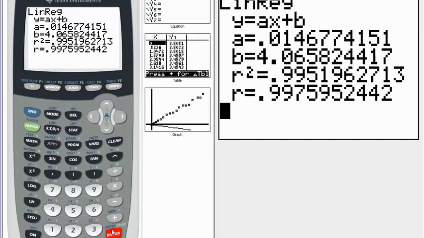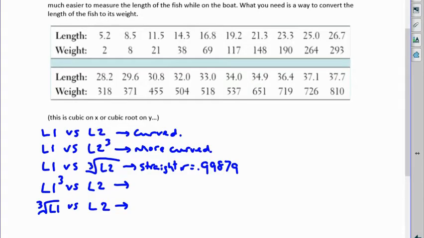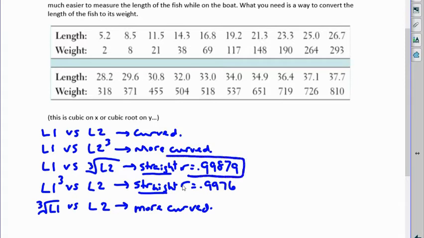But in this equation, the r is slightly lower than I had with the cubic root on the observed y. So I'm just going to write that down so that we have that the new r is 0.9976, and I did see that it was straight. And this would be a fine model for this data. However, the best model that I was able to find was using L1 versus cubic root of L2. Now on the AP test, either of these cubic models would probably have been fine, but the best one is the one where I have L1 versus the cubic root of L2.